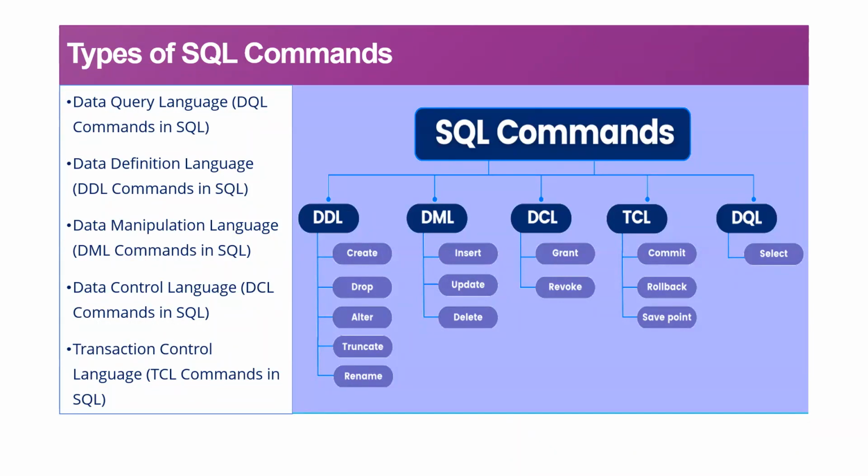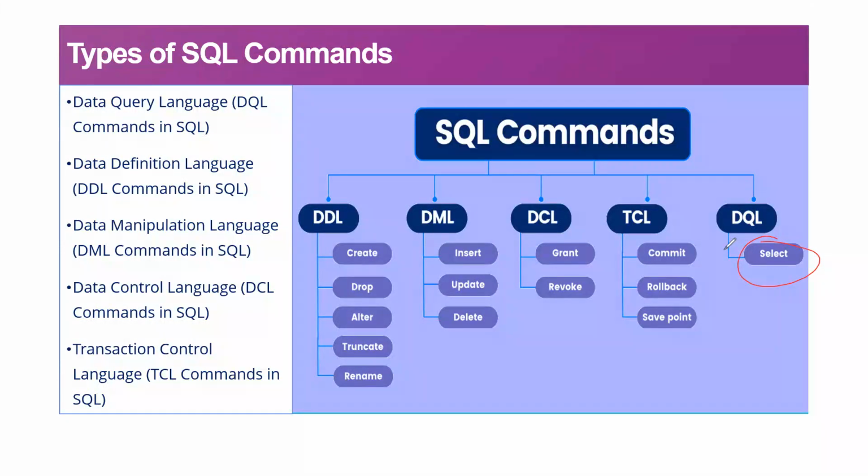The first type of command is data query language, DQL. DQL is the type of command under which only the select command comes, and that command is basically used to fetch the data. Whenever you are trying to get data, that is referred to with the word query. That's why we call it data query language.